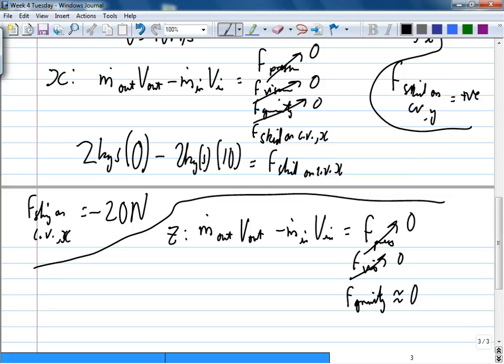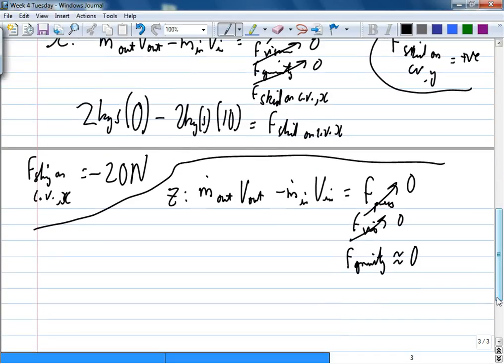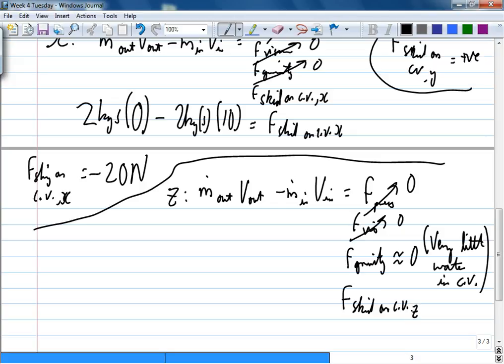But if they tell you the water inside, then you can put it in. If there's 100 grams of water, then you put F gravity as 0.1 times g or something like that. But in this case, assume the question didn't tell you, so very little water in the CV. And F skid on CV in the Z direction. Oh, sorry. Here should be Z as well.